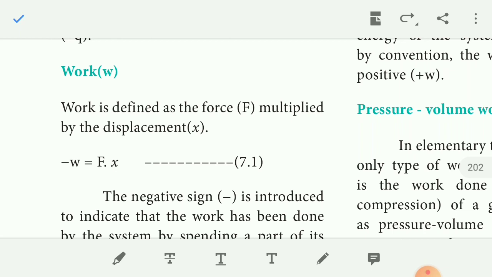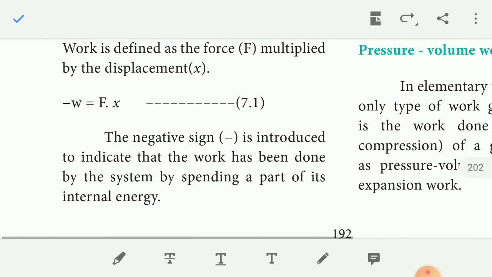Work is defined as the force multiplied by the displacement. You already studied this in lower classes. The force is represented by F, multiplied by the displacement, which is represented by X. So, minus W equals F into X.